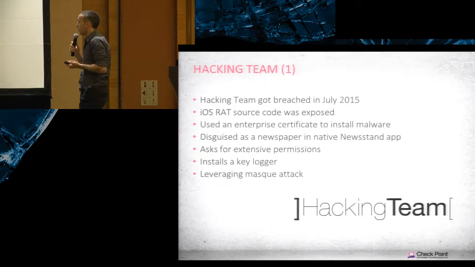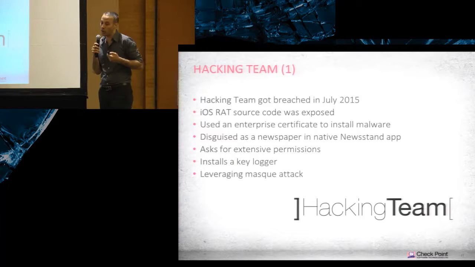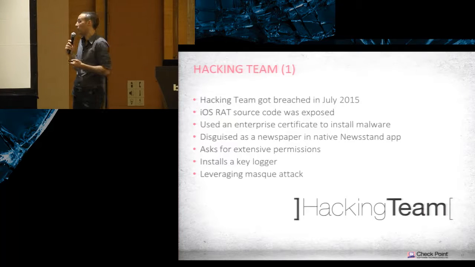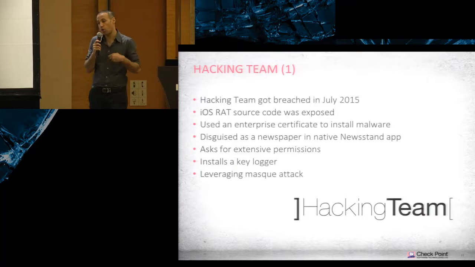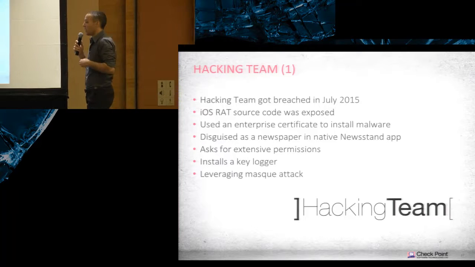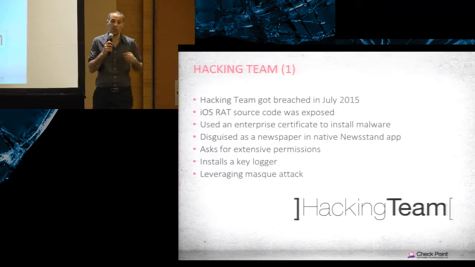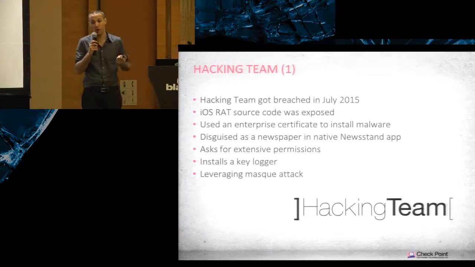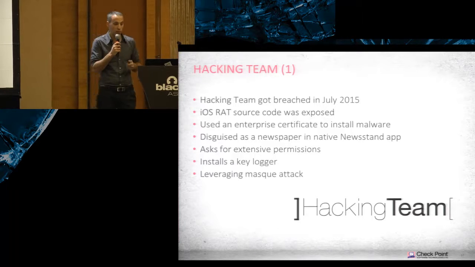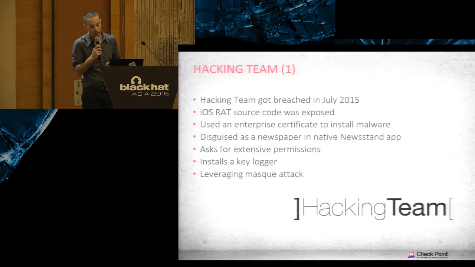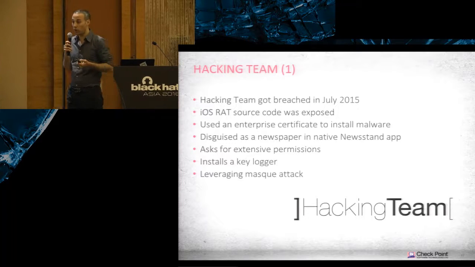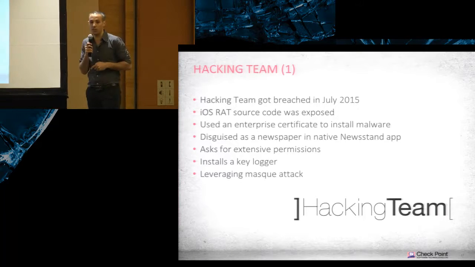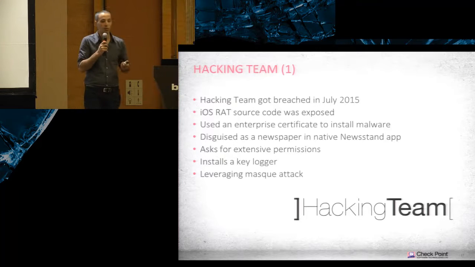And it was fun to see that they use exactly the same concept in their high-end product. They used an enterprise certificate to install the malware, or the Trojan, on the victim's device. They disguised the application as a news application in the Newsstand app, so the user wouldn't notice that another app was added to the device. Of course, they asked for excessive permissions. They also installed a keylogger so they can track all the keys on the device. And they also leveraged the mask attack that I mentioned before.